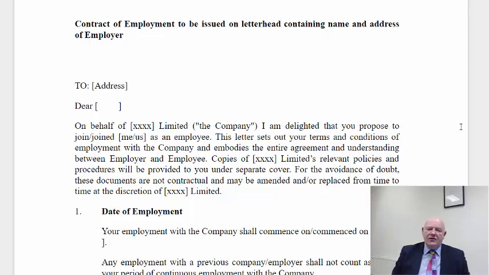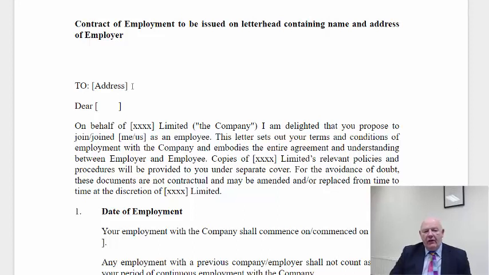This contract will also keep you right in terms of your obligations under the Terms of Employment Information Act of 1994, which is a statutory obligation. You must do this. You must give employees a written statement of certain terms and conditions of employment within 2 months of starting the job.